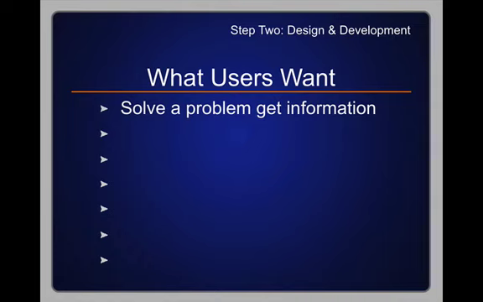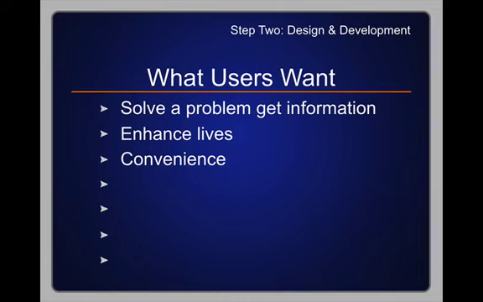And one of the most important things they want to do is solve a problem or get information or enhance the quality of their lives. This is especially true in business-to-business or in consumer-based websites. In business-to-business, people want to solve the problems of running their business. And consumers want to enhance the quality of their lives. And a very important part of the internet is convenience. In fact, if the internet wasn't convenient, it wouldn't be used. And it's becoming more convenient every day as it gets faster, as websites get easier to use, as more people have access.